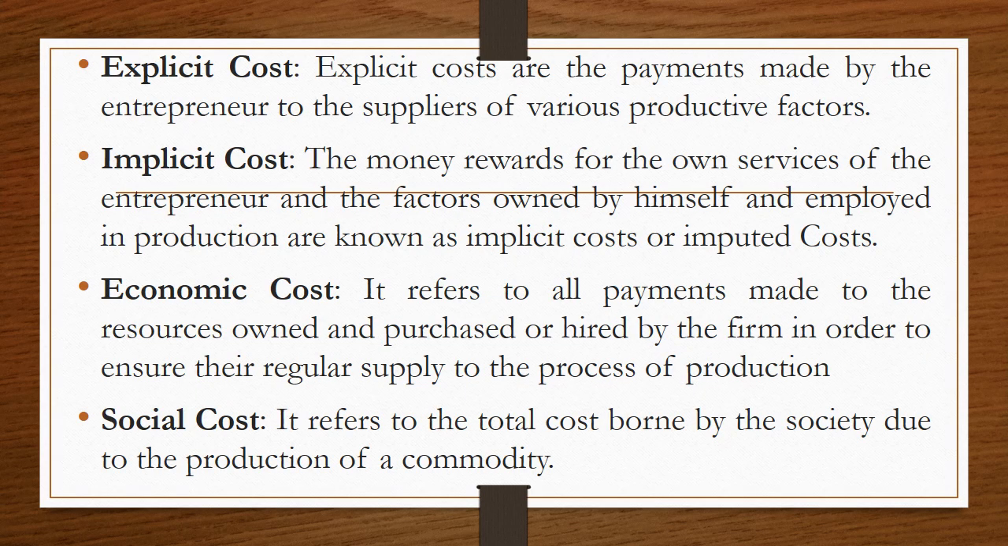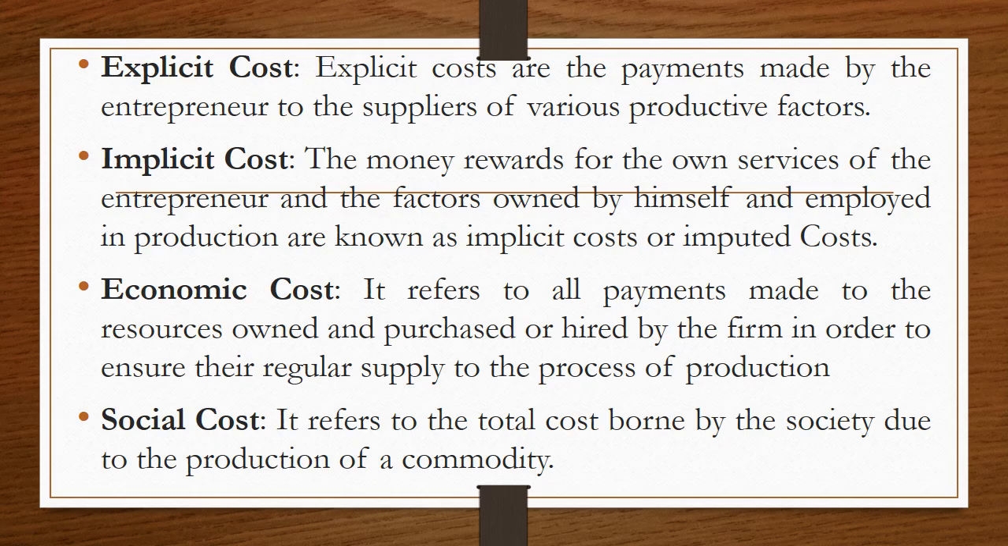The third one is explicit costs. Explicit costs are the payments made by the entrepreneur to the suppliers of various productive factors. Then what about implicit costs? It is quite the opposite of explicit costs. The money rewards for the own services of the entrepreneur and the factors owned by himself and employed in production are known as implicit costs or imputed costs.